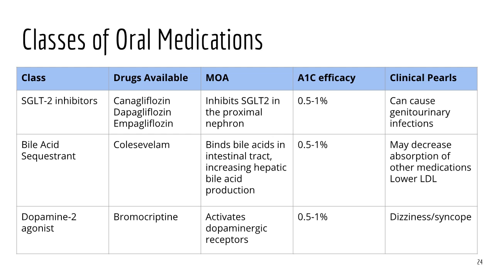And then the last class of medications, which is not really used much, is the dopamine 2 agonist bromocriptine, brand name Cycloset. This one also, just like the class says, is a dopamine receptor agonist, but specifically this mechanism is really unknown in diabetes. It's thought that dopamine is associated with the circadian rhythm in the body, which affects obesity and insulin resistance. A1C efficacy of 0.5 to 1%, and a clinical pearl is the side effect of it could be dizziness and syncope.